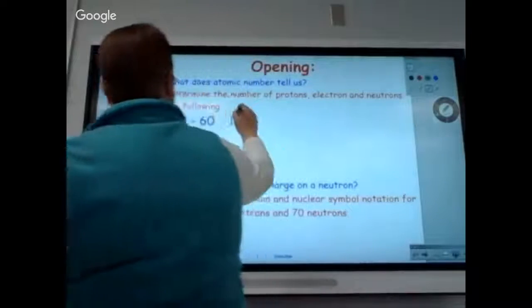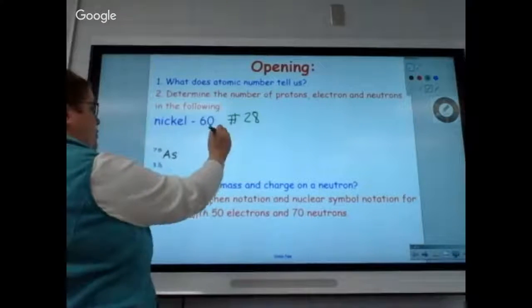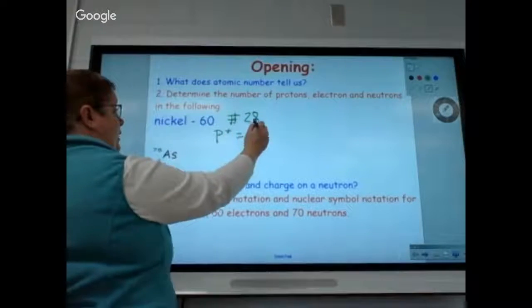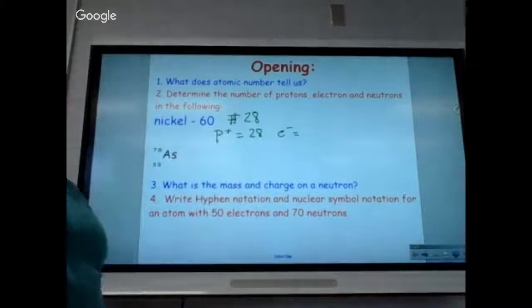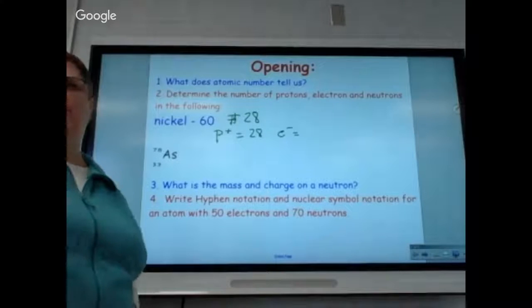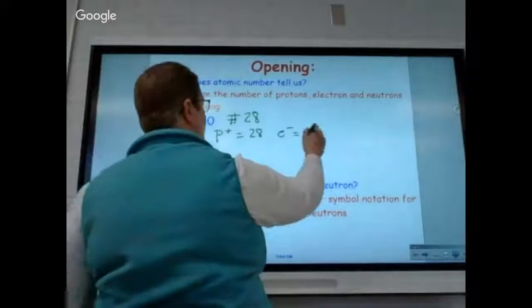All right, so did everybody look up the atomic number was 28? So the number of protons are 28. Is everybody okay with that? So how many electrons are there, Alicia? Do you remember? Oh, you weren't here the day we did this. Jennifer, how many protons or electrons are there for nickel? Did you say electrons? I said electrons. Oh, yeah, 28. All right, so the protons and the electrons are 28.